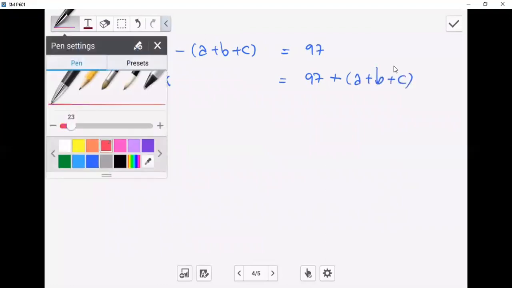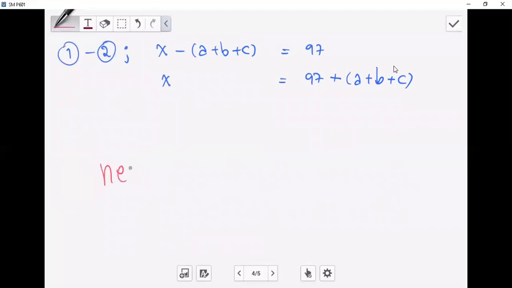Okay, so now what do we need? We need X to be minimum, right? So if this X wants to be minimum, we have to look. This 97 is fixed, right? So how about this one? This one is not fixed, right? This one is added. So the more you add, the more you get, right? So if you add more numbers, X will be bigger. So what do you think? I think that if we want X to be minimum, this one has to be minimum too.